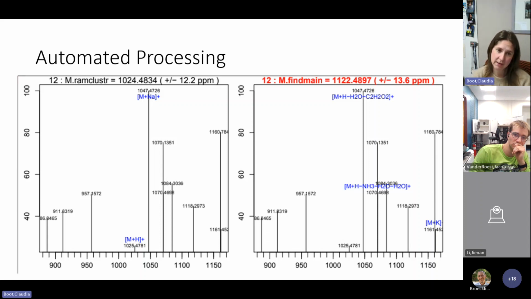Corey has come up with RAMClustR, a really awesome automated processing workflow that will take your spectra, analyze all of the ions that are present, and tell you when you've got an M plus H and M plus sodium. I think in a lot of ways it outperforms some of the other algorithms that do this. Here you've got the same spectra, but now this algorithm is calling this M plus H minus water minus CH2O2. So you can see this is a tricky interpretation problem.